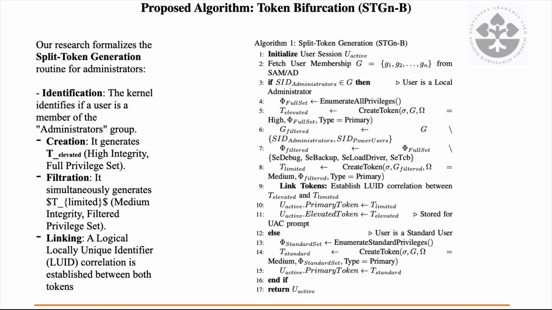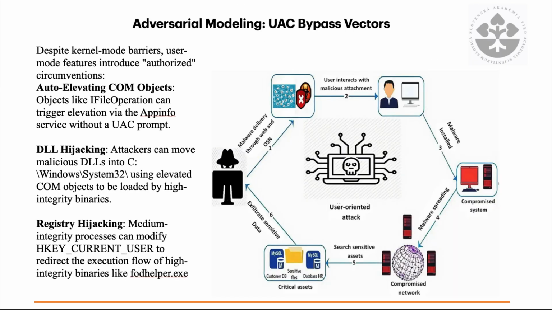And also we use the filtration part. That filtration part acts simultaneously, it generates the T limited, which is the medium integrity, filtered privilege set. We control and we monitor, we filter which user has which access. And then the linking, which is the connection, that a logical locally unique identifier correlation is established also between both of the tokens.